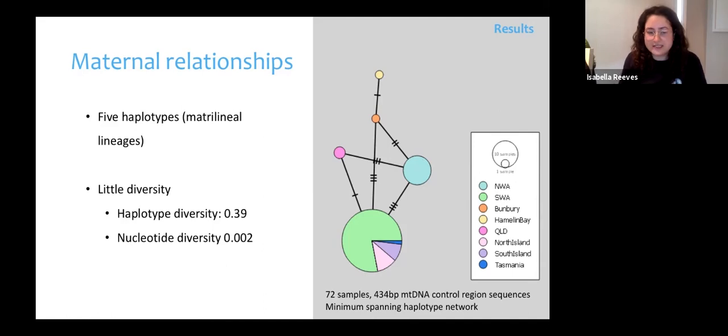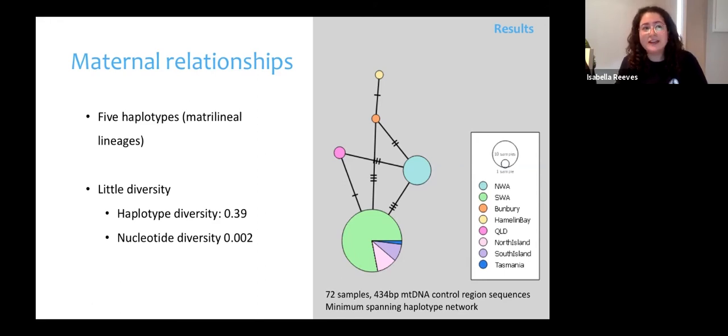What else we can see from this data is that there's little diversity within the mitochondrial sequences. Now, if you're comparing to other cetaceans, yes, it is low. However, for killer whales, it's very consistent with what's been found previously.